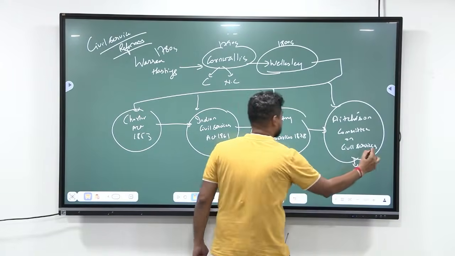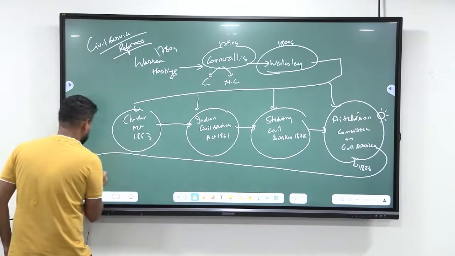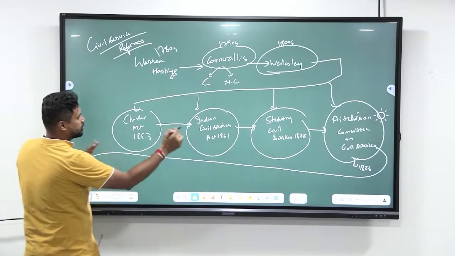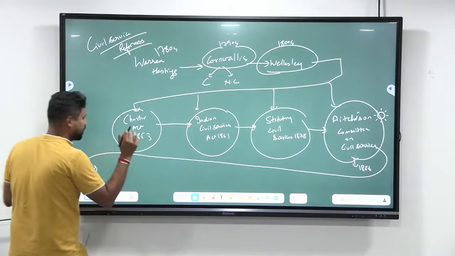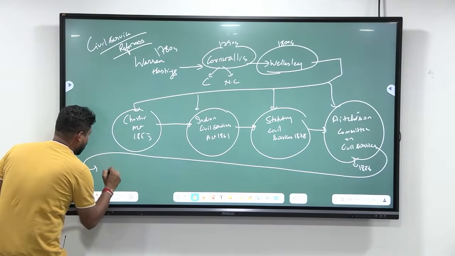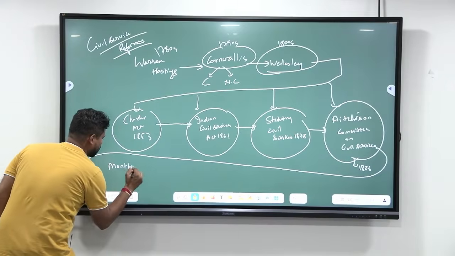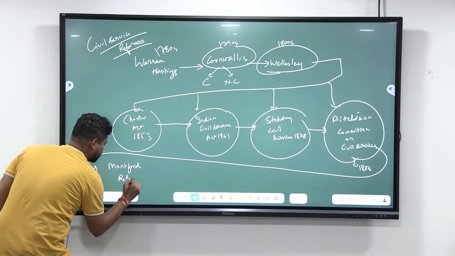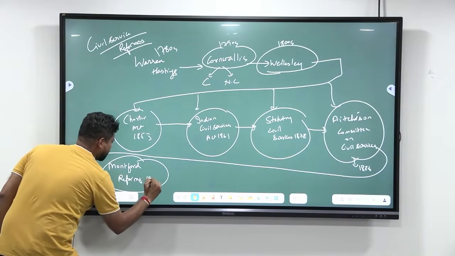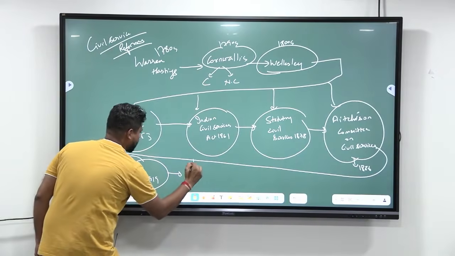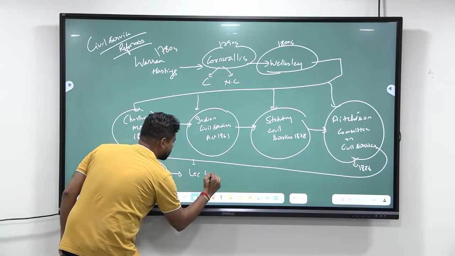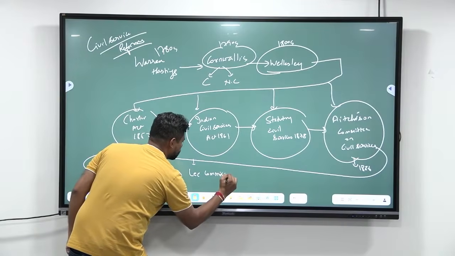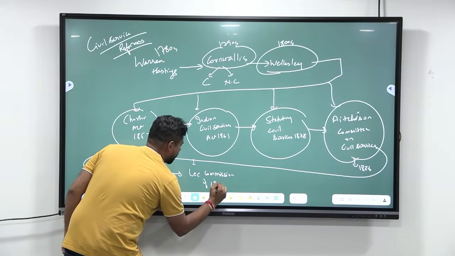All right, this comes. The next, again I'm going to the bottom, but you just follow to the next one. Aitchison Committee on Civil Services 1886. After this comes the next one, Montford Reforms, 1919. After this comes the next one, Lee Commission of 1924.